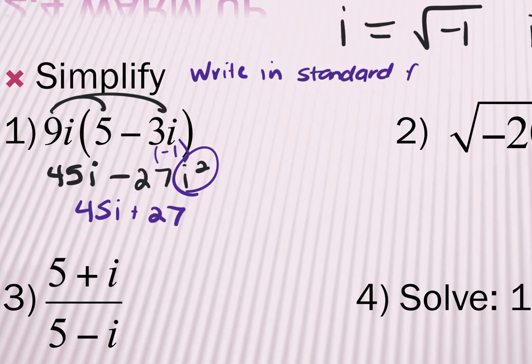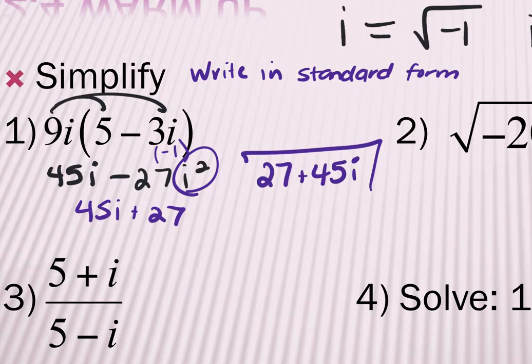And if it had said write in standard form or complex form, that means the i always comes last. So this would be rewritten as 27 plus 45i. The 27 is your a, or your real part, and the 45 is the b, and 45i would be the imaginary part.